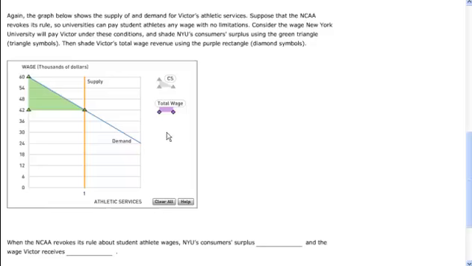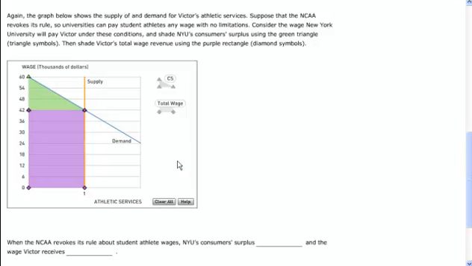To find Victor's total wage revenue, we're going to grab hold of the purple and again come down here and set it at 0. Drag this diamond over again, keeping it at 0 until we intersect the supply line. Then we're going to bring this all the way up to the $42,000 mark. And this area shaded in purple is equivalent to $42,000, which is the wage that Victor is now receiving under the new rules.